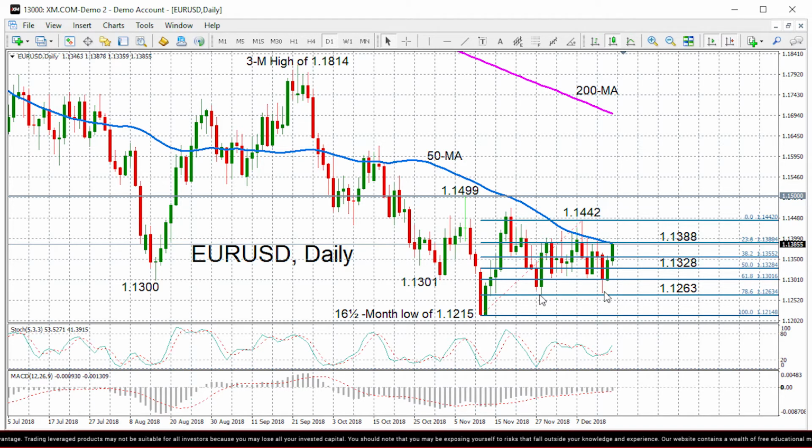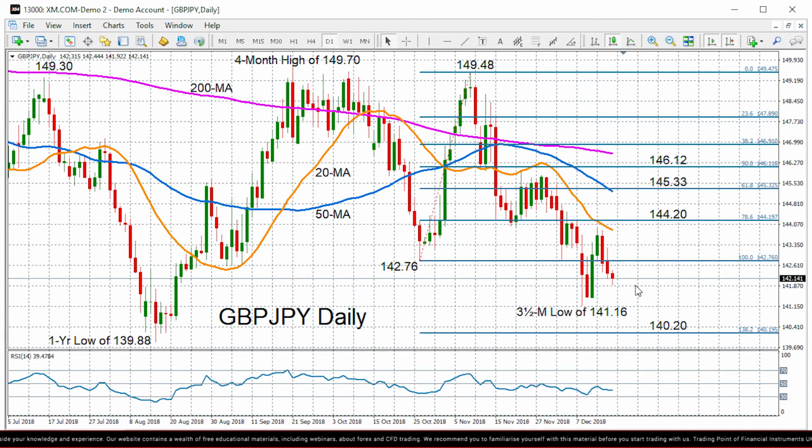So that's been an important support area in the past. If breached, it would take prices back towards that 16 and a half months low 1.1215 we saw back in November. Let's now turn to pound yen, which is looking fairly bearish in the short-term. RSI is slightly pointing downwards below the 50 neutral level.